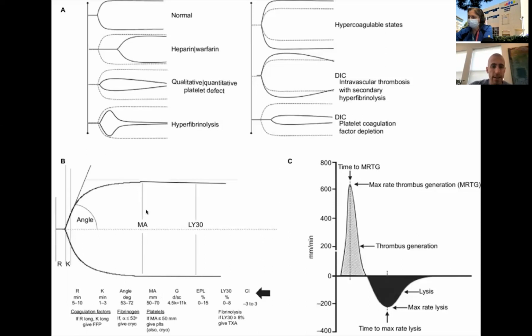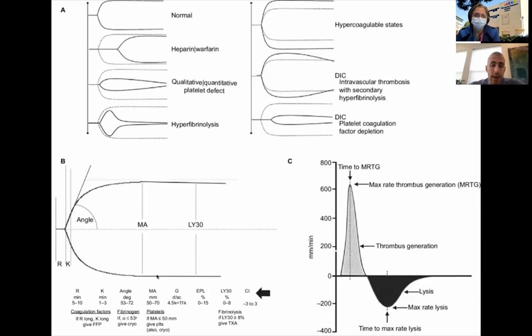So MA is the next variable here, and MA is maximum amplitude. It's being measured in millimeters, and 50 to 70 millimeters is a normal size of a clot. Remember, it's going from 20 millimeters at K to the MA. If you don't reach that range, then the idea is that you need more platelets, because platelets are bringing the blood together, forming the clot, making it bigger. Without platelets, you can't get a big clot at all. So if MA is too low, then the recommendation is to give platelets.